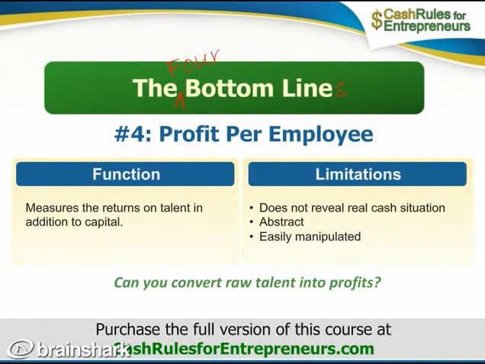The inherent limitations of profit per employee, similar to those of its numerator, net profit, include: 1. It does not reveal the real cash situation. 2. It is an abstract measure because it comes from the income statement and focuses on the promise and agreement part of a business transaction. And 3. It can be manipulated through management decisions to use part-time or contract staff in place of full-time employees. Determining the number of full-time equivalent employees is an exercise in estimation.